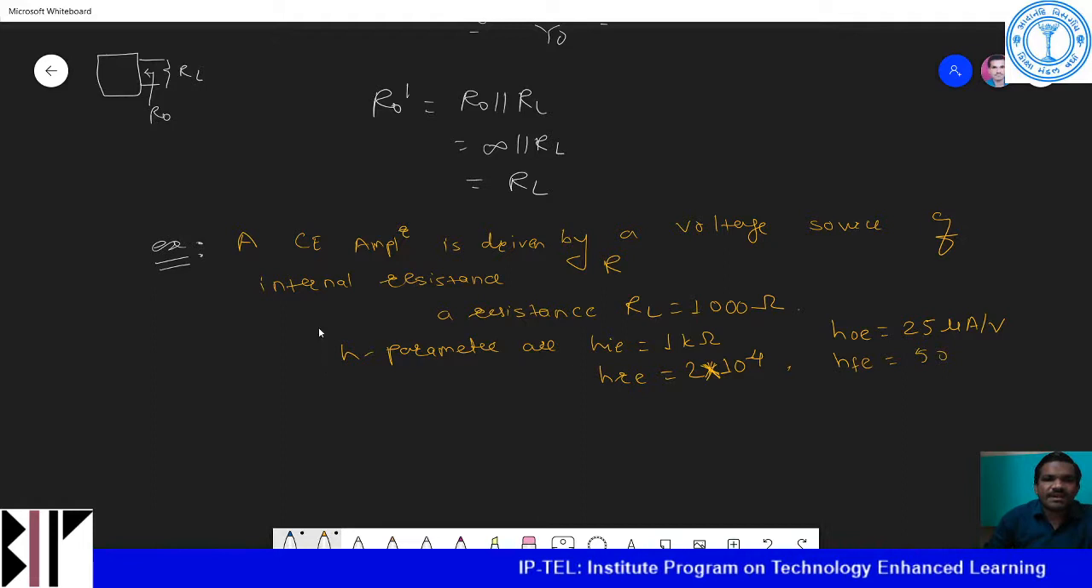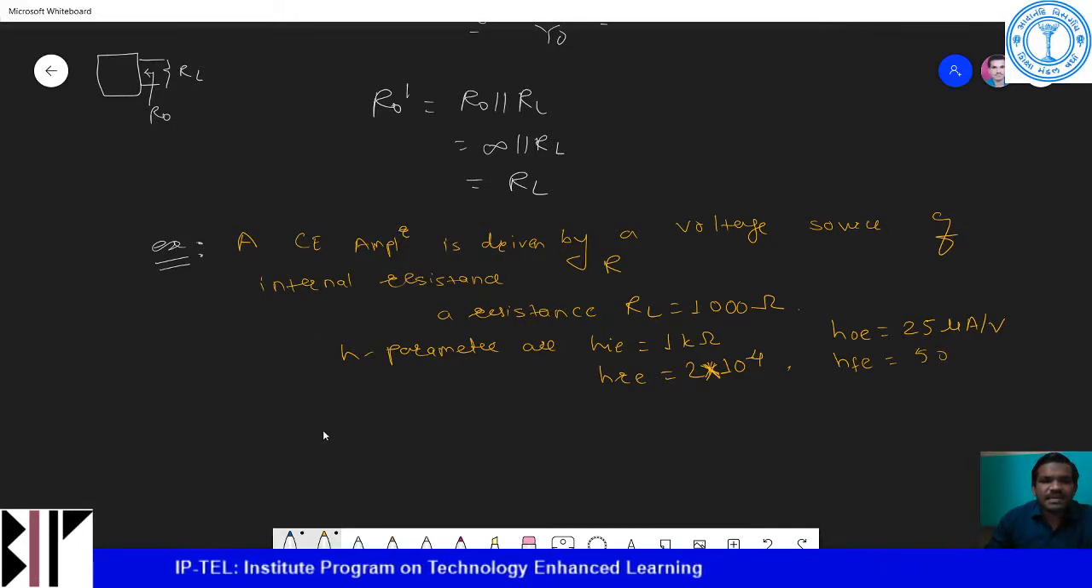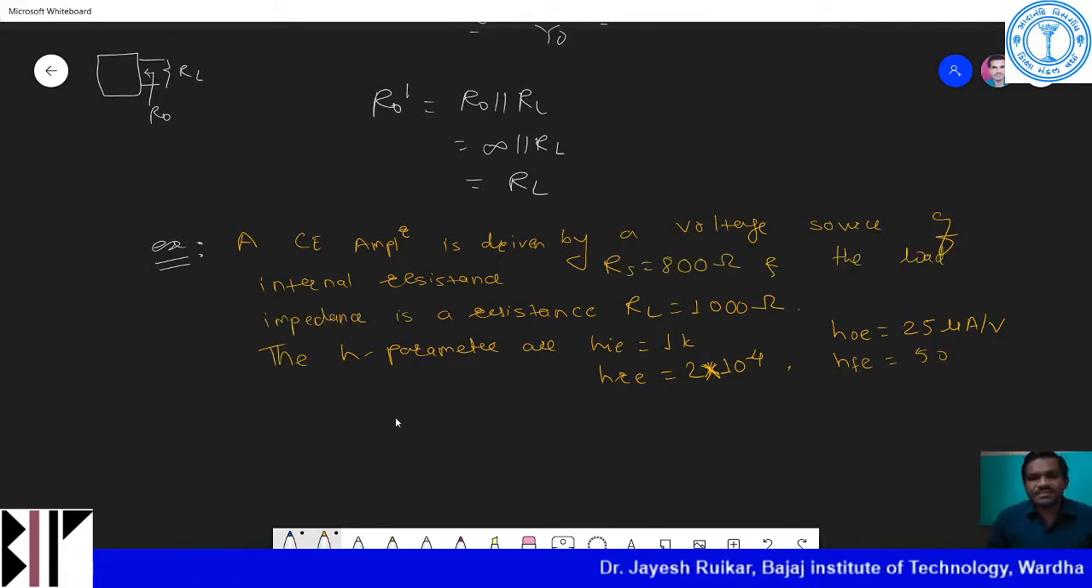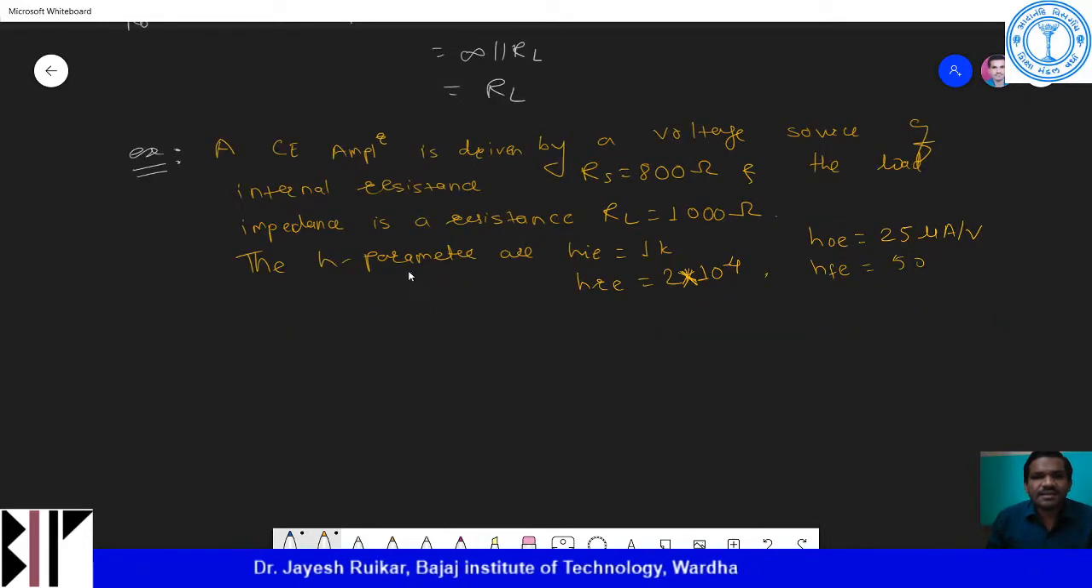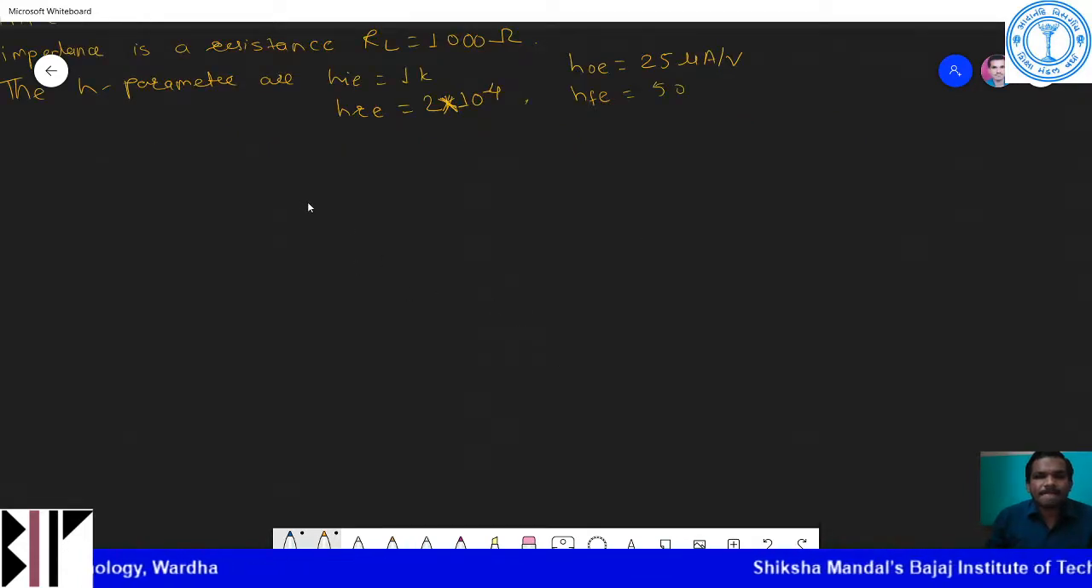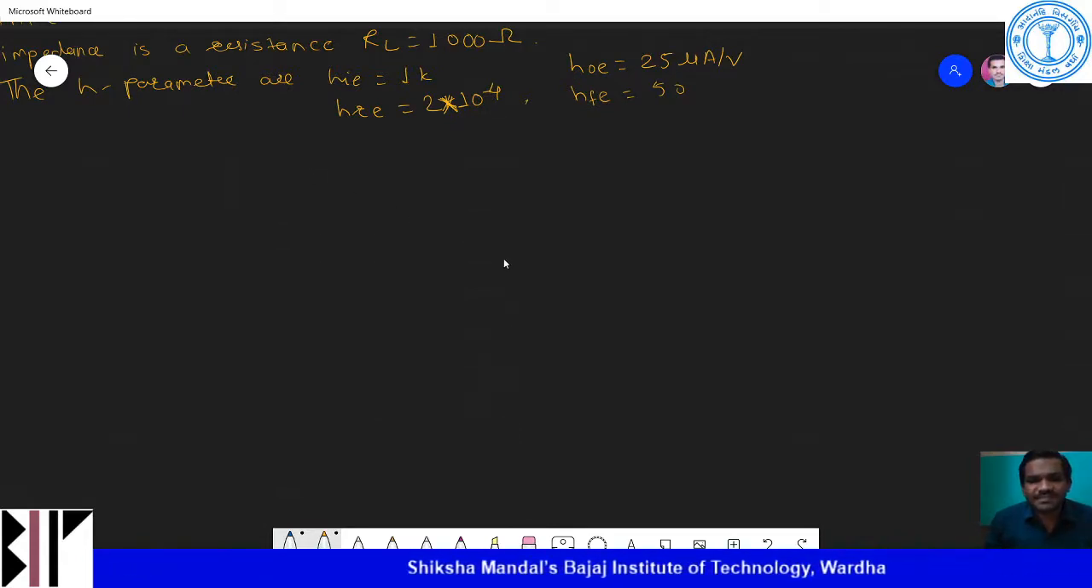What they have asked is you have to compute the current gain, that is AI, input resistance, that is RI, voltage gain AV, and output resistance, that is RO.